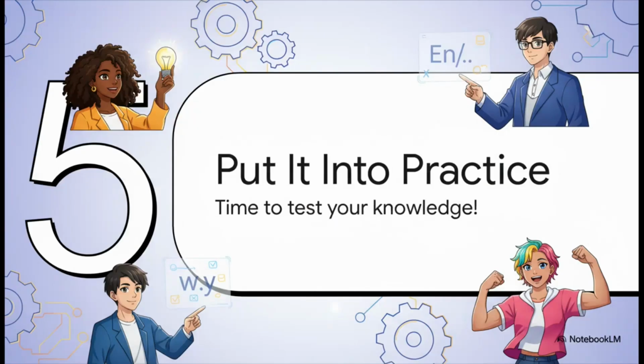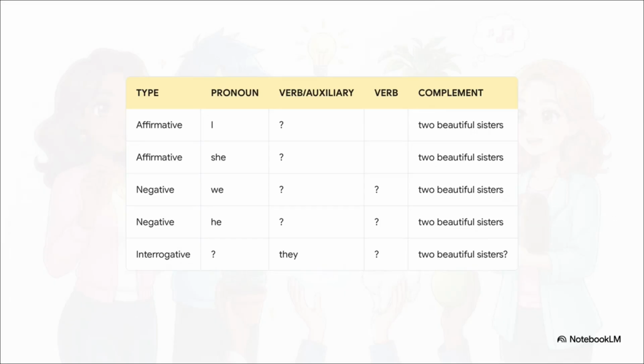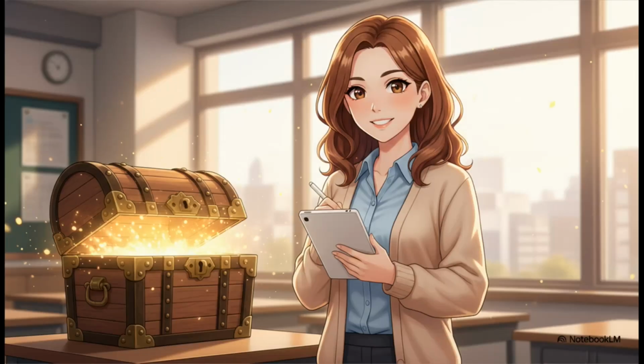Okay, you've learned the rules for positive statements, negative sentences, and questions. Now comes the most important part of all, putting it into practice so you can really lock in that knowledge. Here's a quick exercise for you. On the screen, you'll see a table with some sentences that need to be completed. I really want you to pause right here, write down your answers, and try to apply all the rules we've just covered. Honestly, it's the best way to make it stick. Okay, you got your answers written down? You ready? Don't be nervous. Let's check your work together and see how you did.